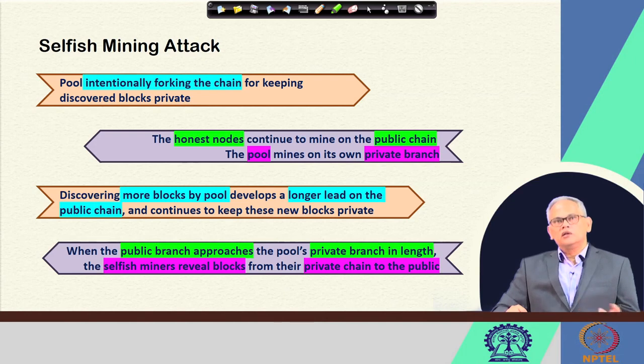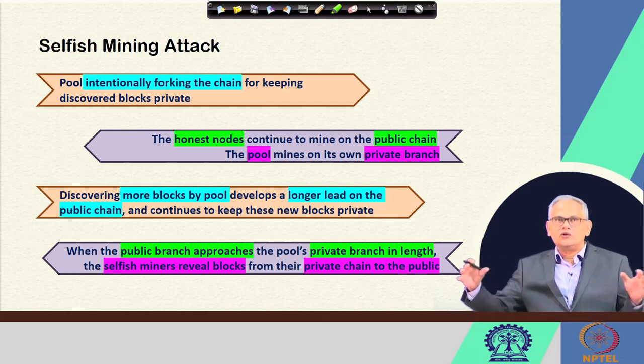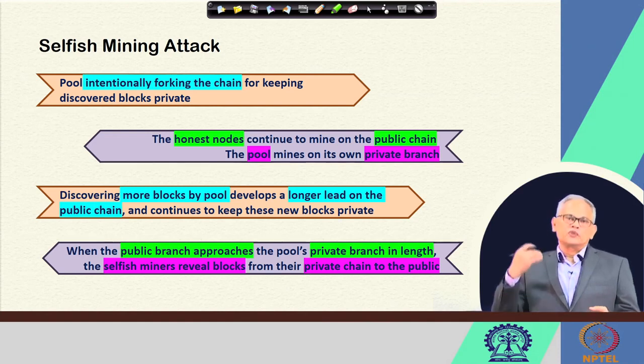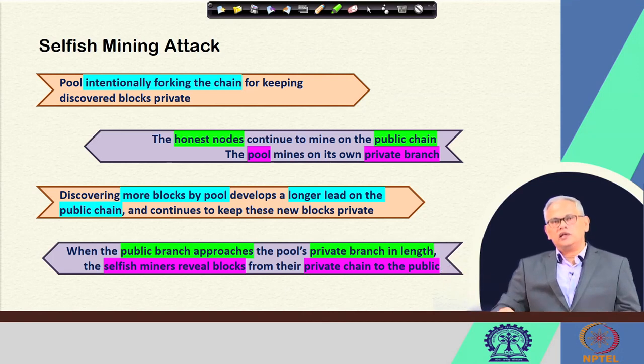And if the attacker can discover more blocks by its own pool, it will develop a longer lead on the public chain, and then it continues to keep these new blocks private. So, the attacker can keep on using its pool to elongate the chain and keep it private, and as we will see, there is a point when the attacker is going to publish its own blocks.